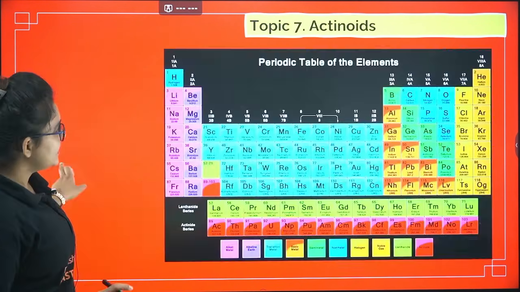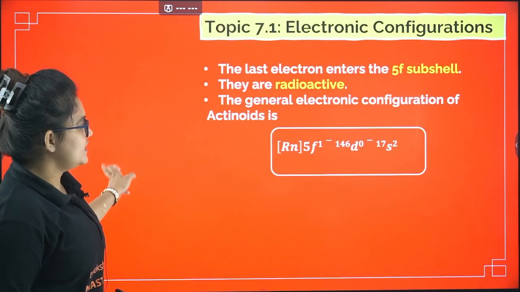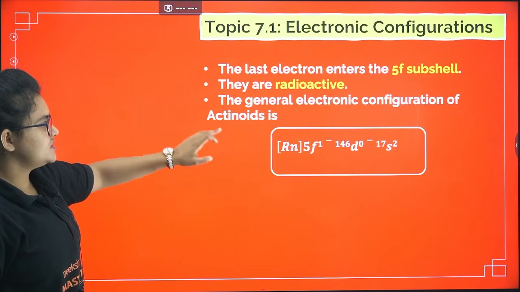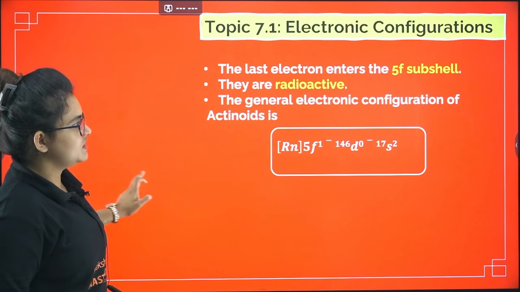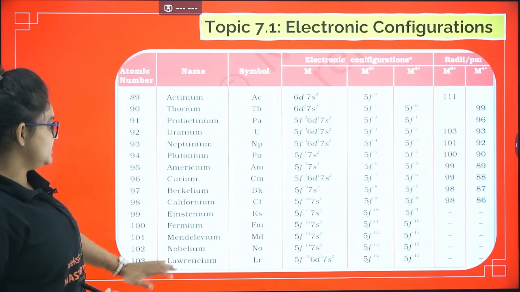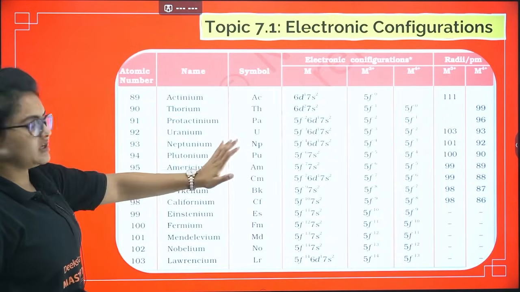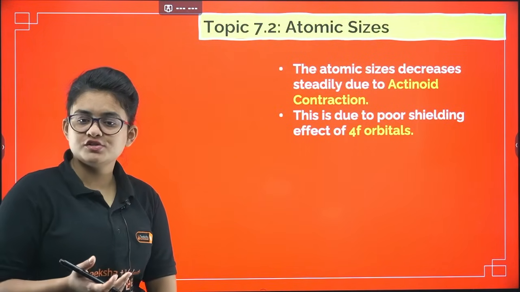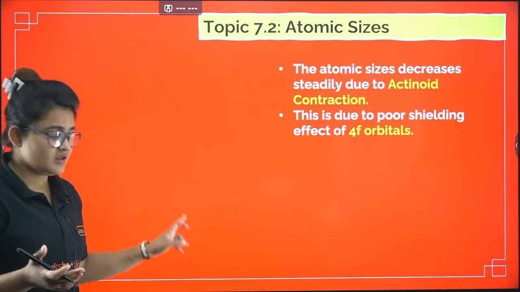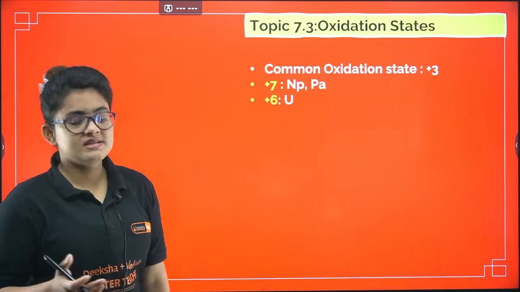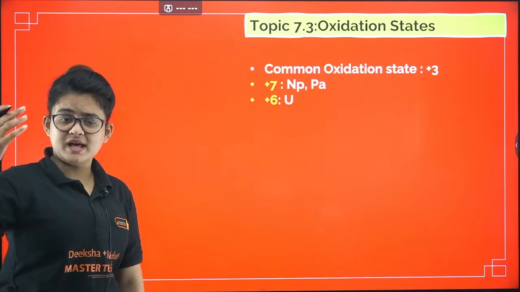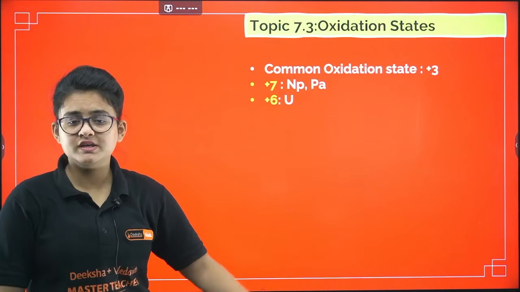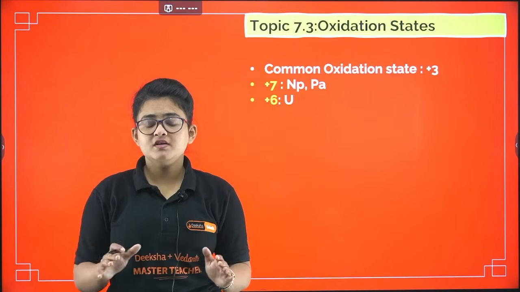Let's proceed. These are the actinoids, I guess you remember this position. This is the general configuration, and they are very radioactive in nature. These are all the actinoids with their electronic configuration. You will get it in your NCERT. Actinoid contraction is also observed because of the f orbitals, and common oxidation state is +3, but +7 and +6 are also observed. That's it, that is what we are going to discuss about the d and f block.